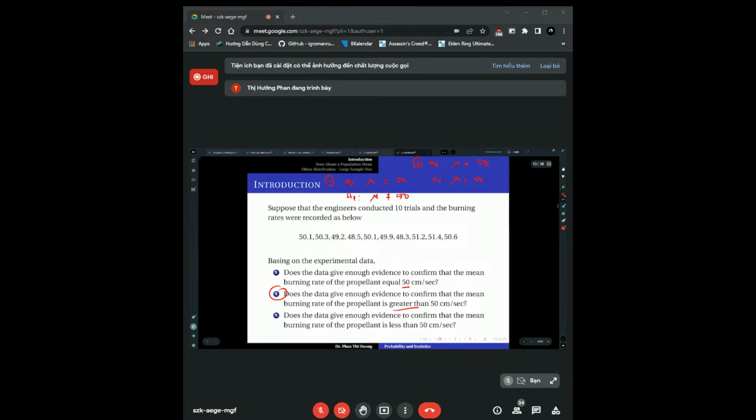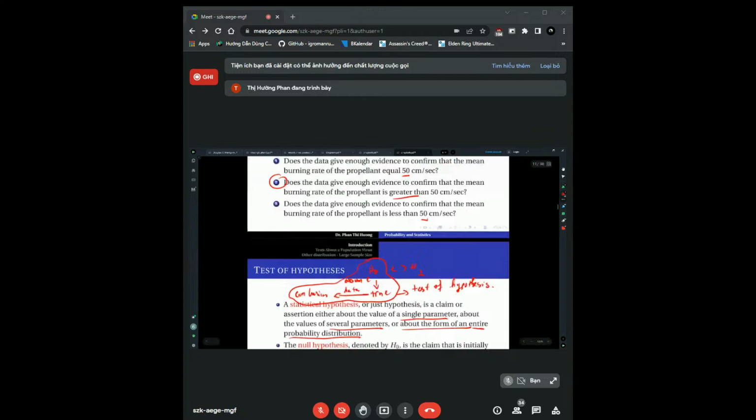And lastly, number 3. H0: write down the parameter equals the constant. The constant is 50. And then H1, we want to prove it's less than 50, so write down mu less than 50. That's all. This is how we write the hypotheses H0 and H1.